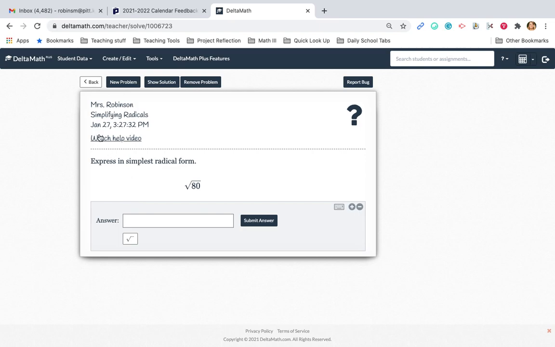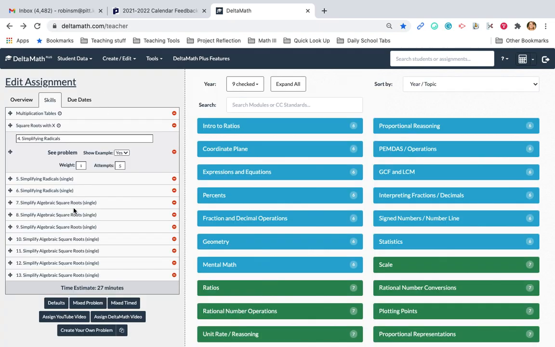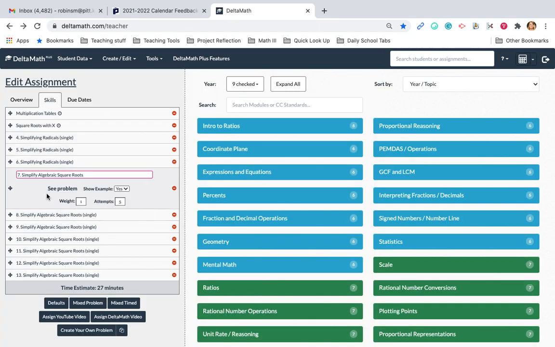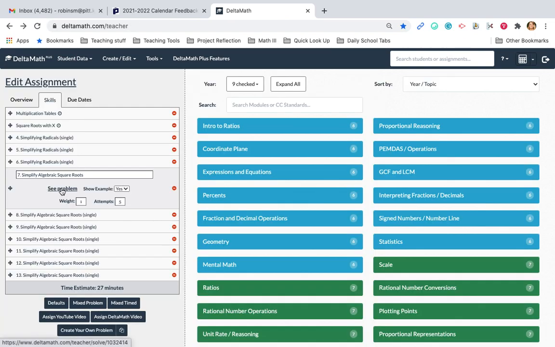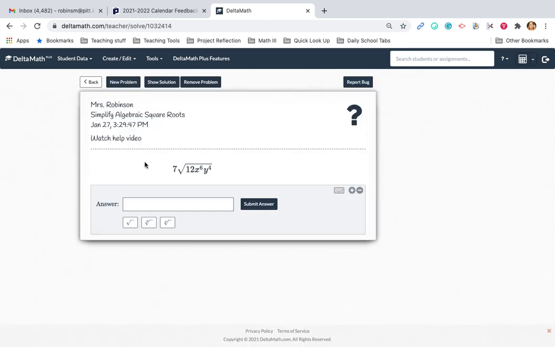So numbers 5 and 6 are for you to do. If you want to pause the video now and do 5 and 6 the same exact way I just did 4, you're welcome to do that and then resume the video. For number 7, I'm going to do a couple of these with you. These are simplifying radicals when you have something out front. So it's just adding on a little bit to what we did in the prior lesson.